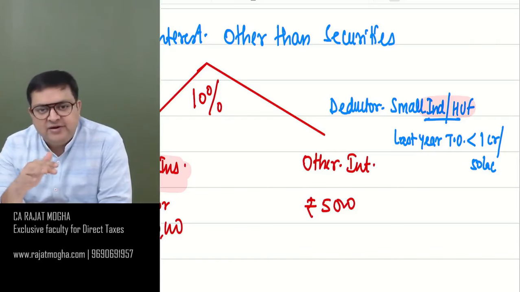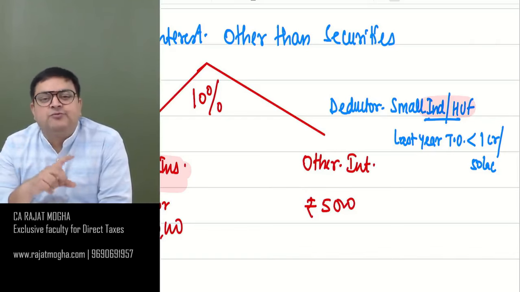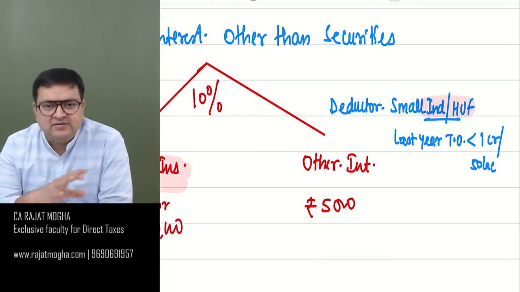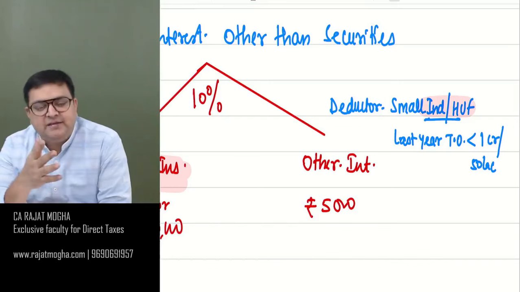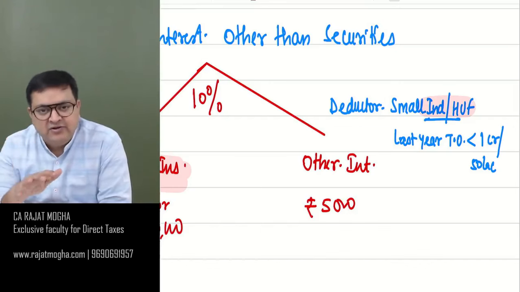if it is exactly 1 crore, small, they cannot deduct TDS. But if the last year turnover of the individual is more than 1 crore, or if they are carrying a profession, more than 50 lakh, right? 1 crore will apply for businesses, 50 lakh will apply for profession. So if it is exceeding that limit, they can deduct TDS. But if it is a small individual or HUF, they will not deduct TDS. Have you understood this also or not?